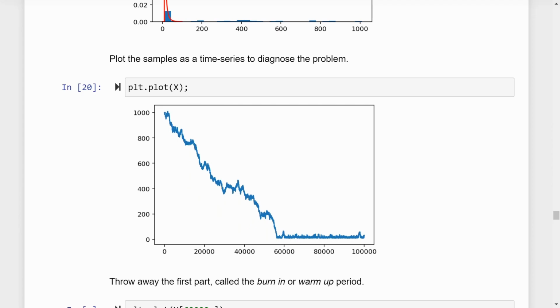If we plot the samples as a time series, then we see the problem. The chain starts at 1000, which is a highly unlikely place given the target density we have, and it eventually moves towards more likely double-digit values. But this takes some time. After about sample number 60,000, it seems that the chain has settled down, or in the terminology of Markov chains, it looks like it has reached its stationary distribution. This kind of plot is called a trace plot.